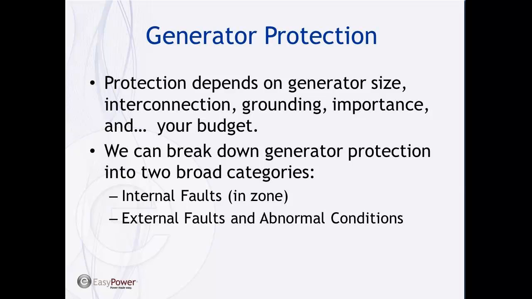So in terms of electrical protection for the generator, we can break it down into two broad categories. There's always going to be a little bit of overlap here, but basically we're going to think about internal faults inside the generator and to some extent within the generator protection zone, which may extend beyond the generator a little ways. And then we'll look at external faults and backup protection for those, and then abnormal operating conditions that we need to protect the machine against.